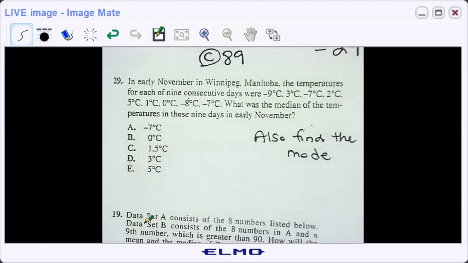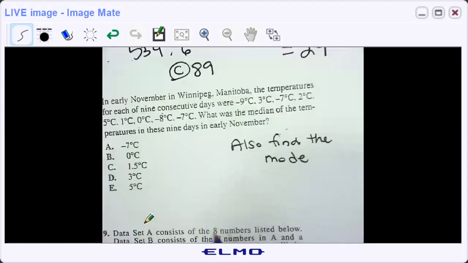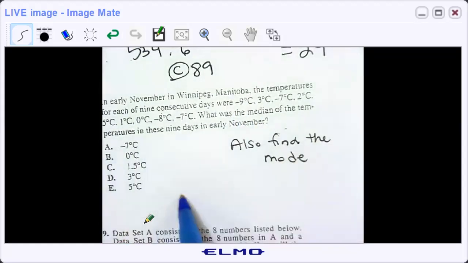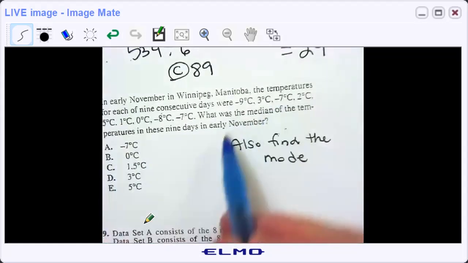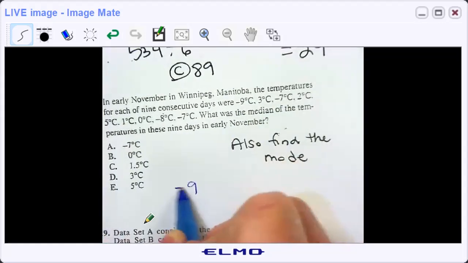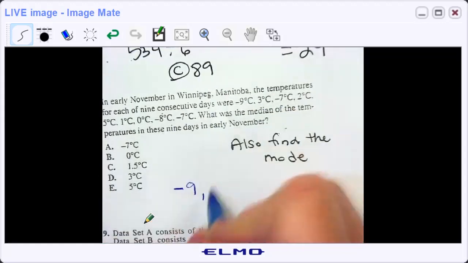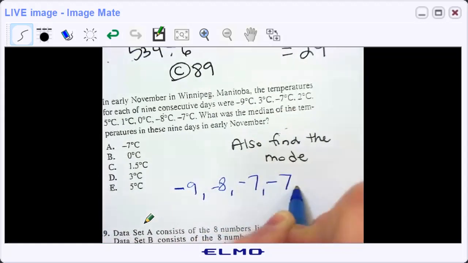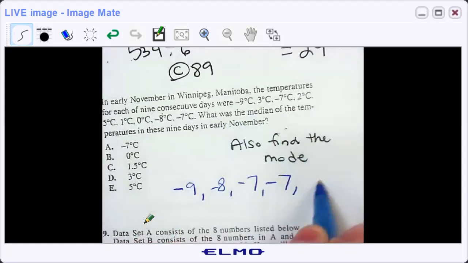All right, so there are 9 items in this list. And because we're doing the median, we need to put these things in order from least to greatest. So let's count after you make your list to make sure you have 9. So -9, -8, -7, -7. Looks like that's all the negatives.